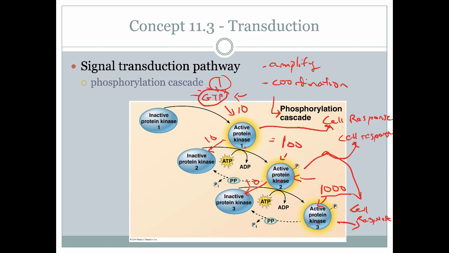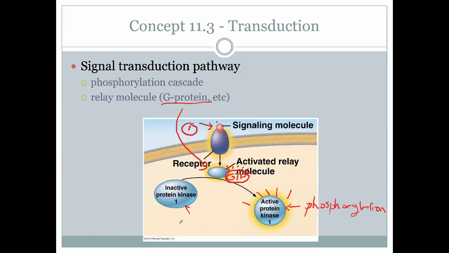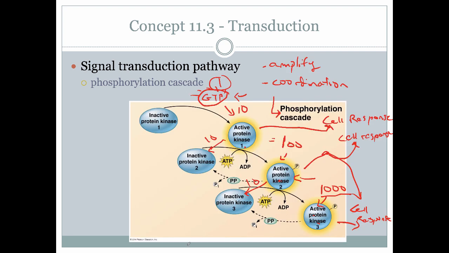More importantly, you need to understand this. What does a protein kinase do? What does this phosphotransferase mean? What does phosphorylation mean? Because this is the thing that you're going to see over and over again in biology: protein kinases are doing all sorts of things. The phosphorylation cascade is one example, but protein kinases do a lot more than just phosphorylation cascades.